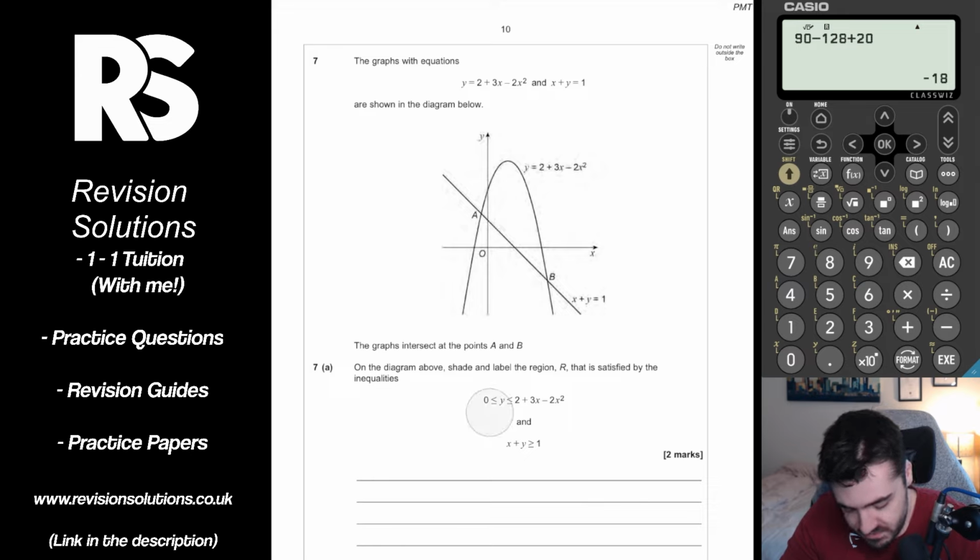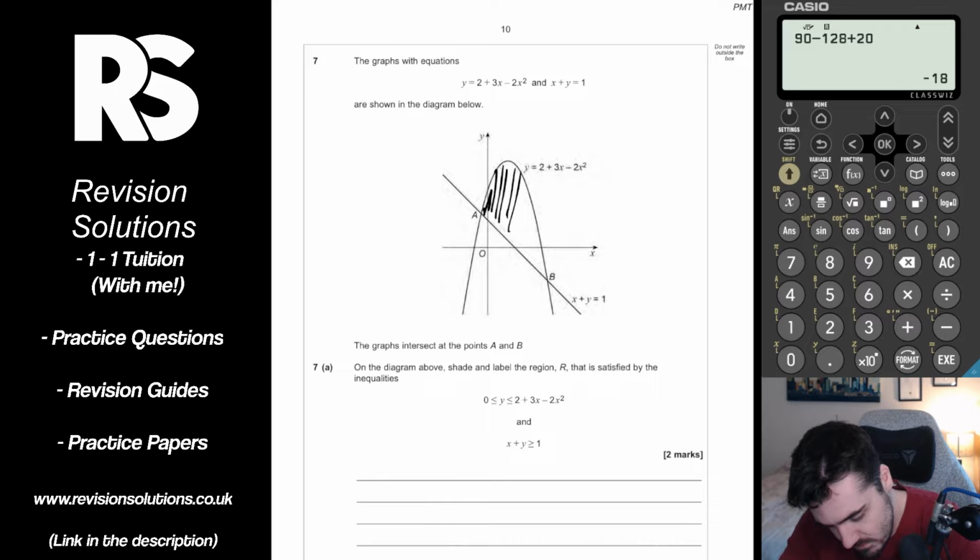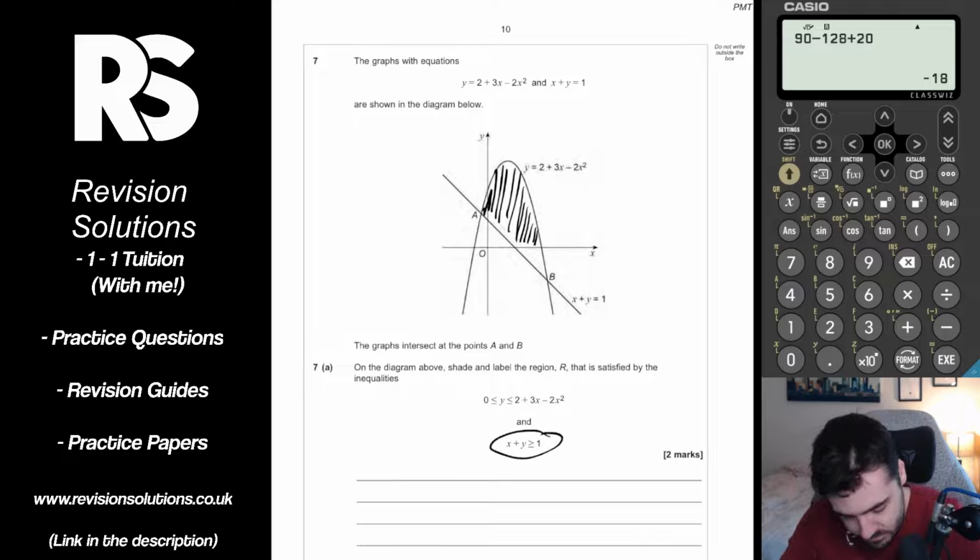So if we start with this one, we have to be above 0, or on the x-axis, but below or on the quadratic. So that would satisfy all this, but we don't want to include this because that's below 0. And then does it satisfy this? Yes, it does. It's all above or to the right of that straight line, so that's fine.